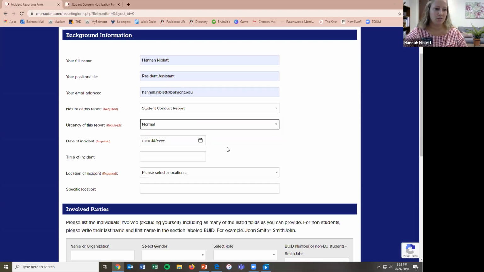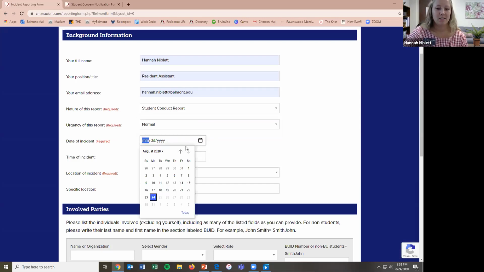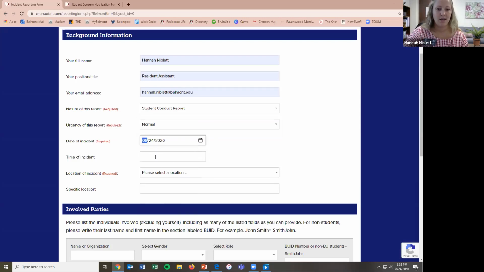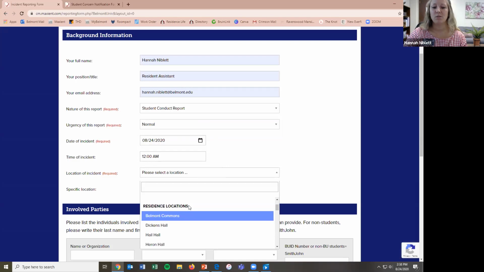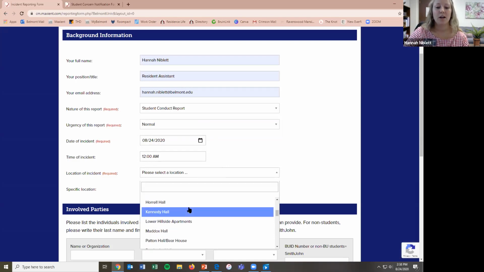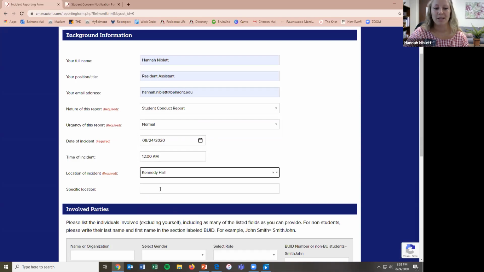I've never seen a situation where we have put critical. Date of the incident, so we're just going to say it's today. Time of the incident, say 12 a.m. Location, so this is where you'll scroll down to the residence life locations options and you'll figure out where you were. So we'll say we were in Kennedy, specifically Kennedy 543.